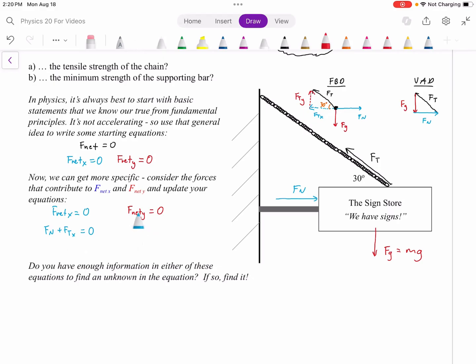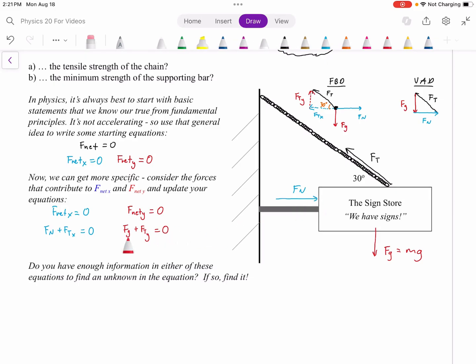Let's do the same in the y-axis. What is contributing to F net y? Well, force of gravity is in the y-axis, and so is the force of tension's y component. So the force of gravity plus the force of tension's y component has to equal zero, right? We've got these two equations. Now, do we have enough information in either of these equations to maybe find an unknown? Well, in this equation, we don't know the force of tension's x component. We also don't know the normal force.